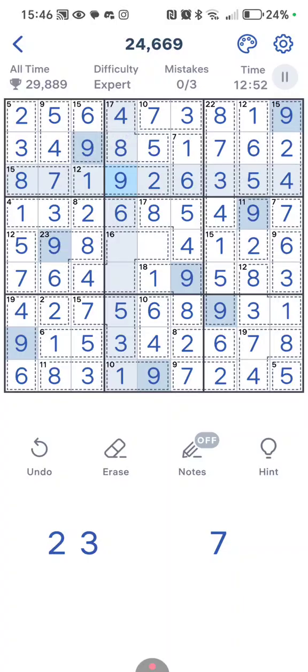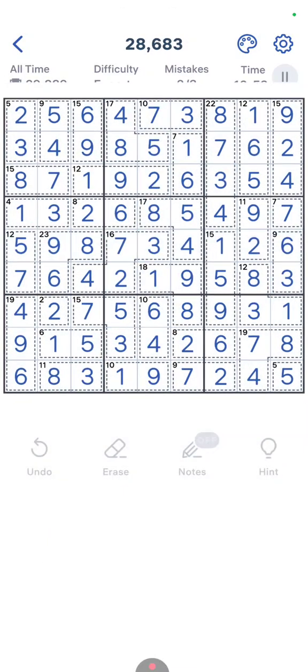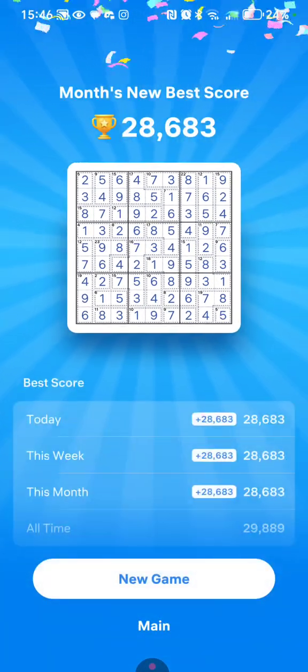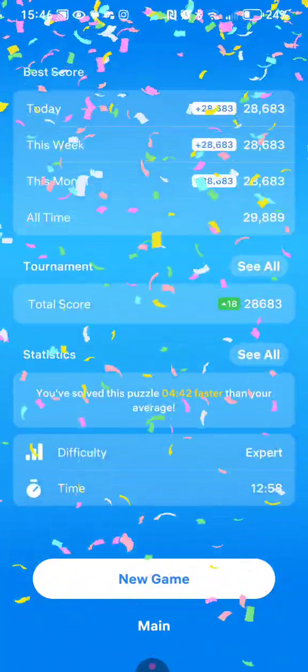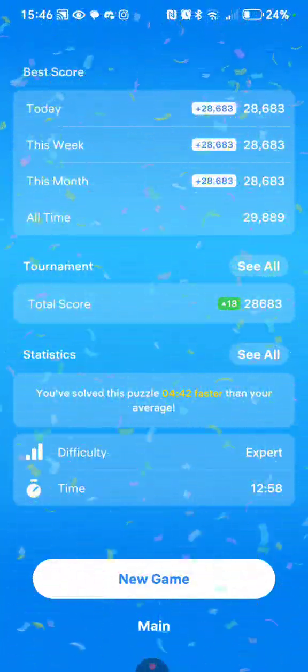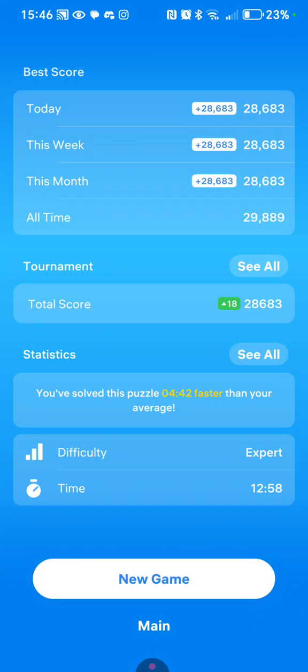Leaves us with 2, 3, and 7. 7 goes here. 2 goes here. 3 goes there. Cool. Apparently I solved that faster than normal. Do you know what? Let's do a double header.